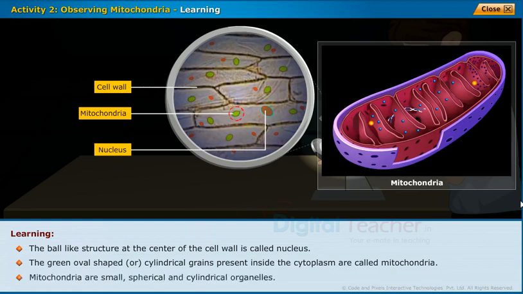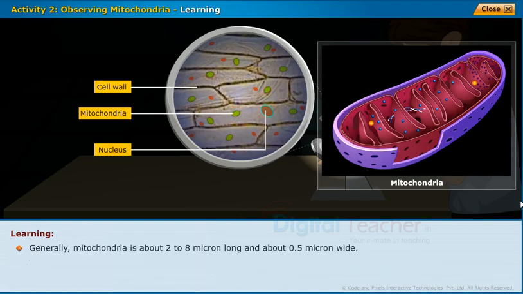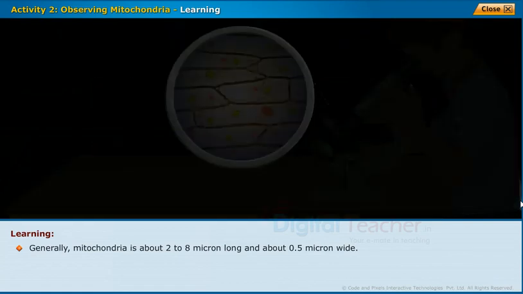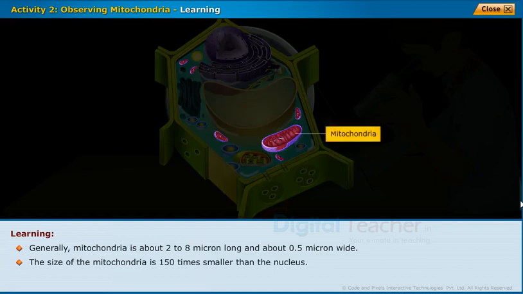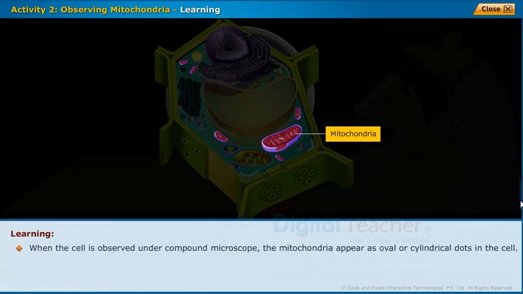Mitochondria are small, spherical and cylindrical organelles. Generally, mitochondria are about 2 to 8 micron long and about 0.5 micron wide. The size of the mitochondria is 150 times smaller than the nucleus. In each cell, there are about 100 to 150 mitochondria. When the cell is observed under a compound microscope, the mitochondria appear as oval or cylindrical dots in the cell.